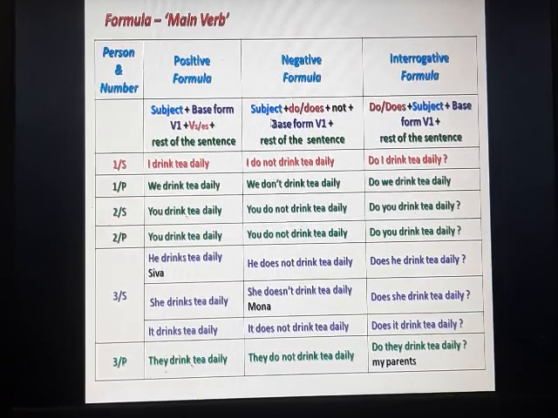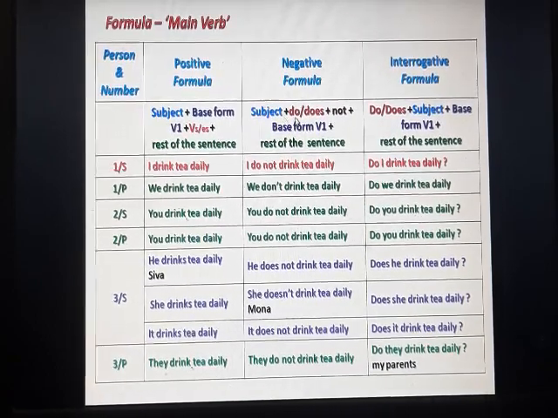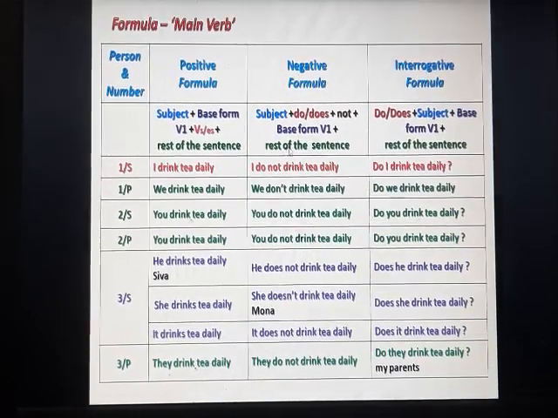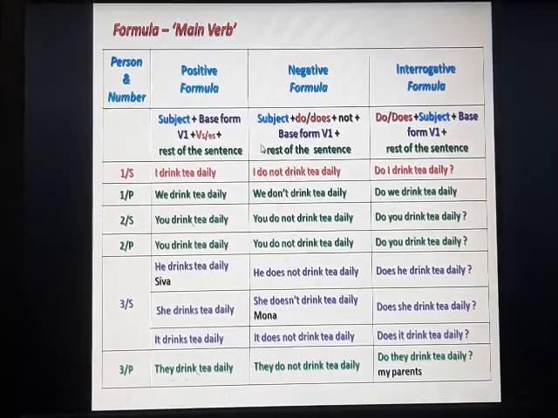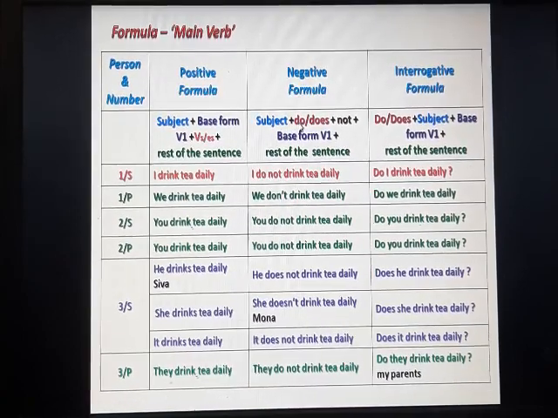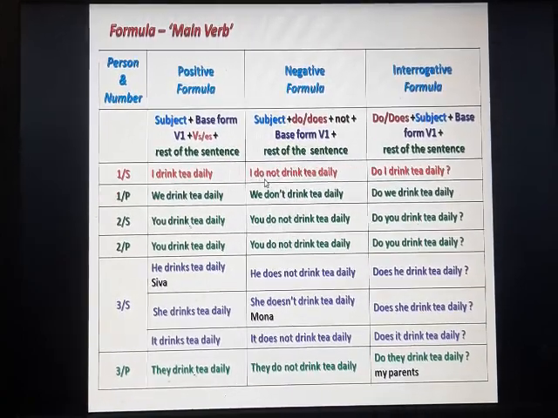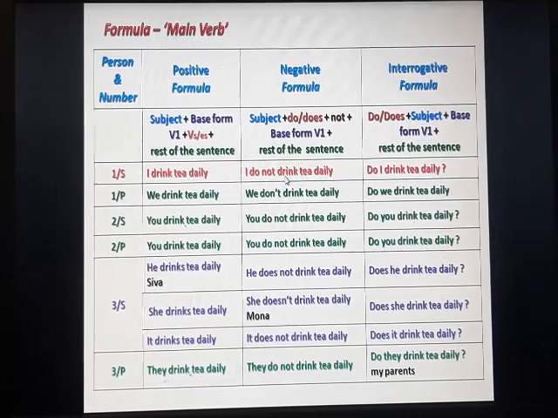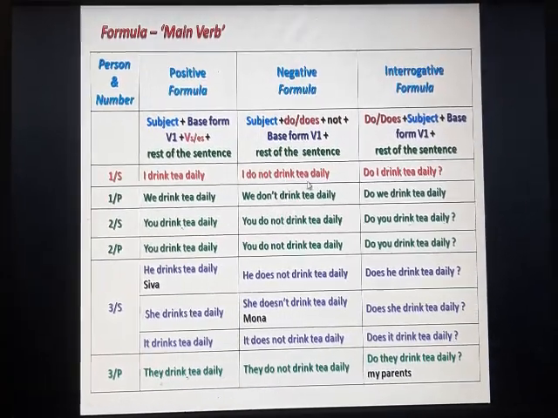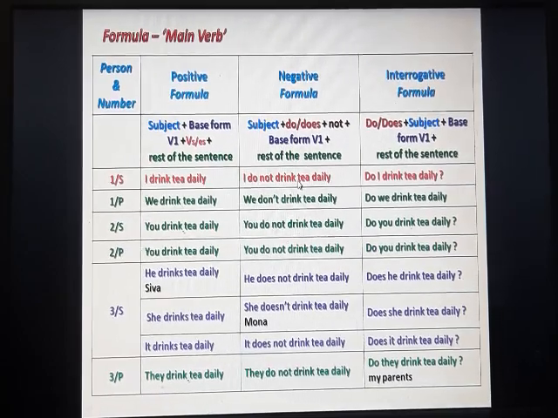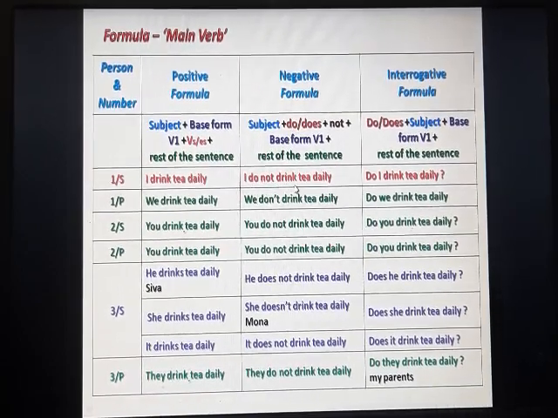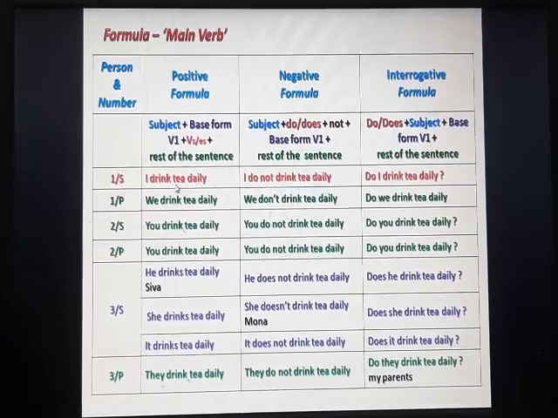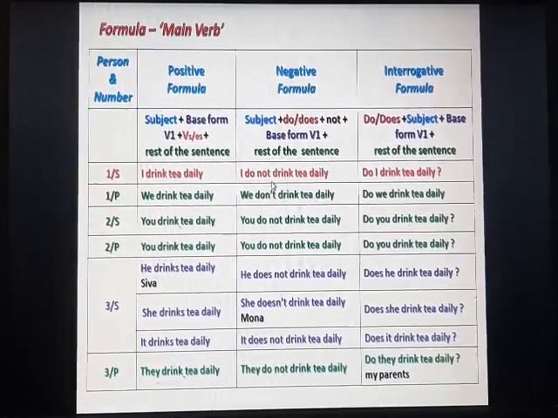Now in the negative form, the formula is subject plus do or does plus not plus base form V1 plus rest of the sentence. Now subject is I, we use do auxiliary, not negation. Drink is the main verb or the present tense form of verb plus the rest of the sentence tea daily. So I do not drink tea daily. Only thing we have added not over here to make it into the negative.